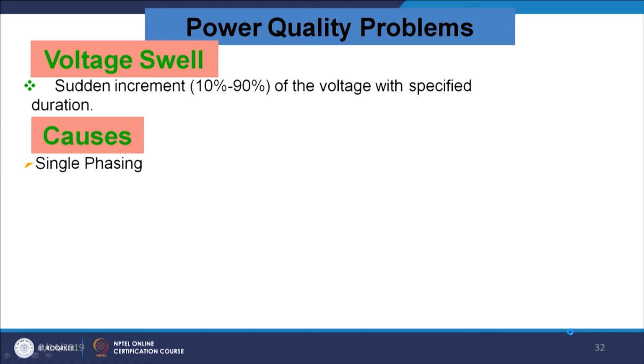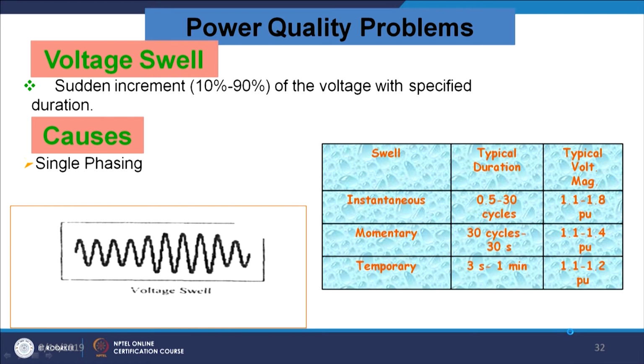So, swell, again it is the same thing, just the opposite of the sag. It is a rise in the voltage, a sudden increment of the voltage to 110% to 180%. This is an example of the swelling of the voltage. Again it will be the same: for 0.5 to 30 cycles we say instantaneous. If it is 30 cycles to 3 seconds we call it momentary, and otherwise it is called temporary.